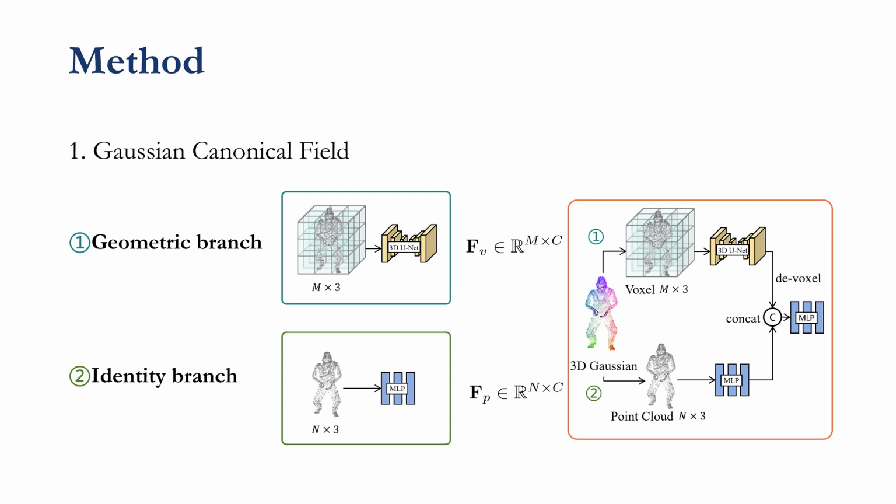The geometric branch leverages the sparse CNN on the sparse voxels to extract local geometric features. To avoid points in the same voxel having the same features, we add an identity branch, which gives each point a unique feature of itself. Finally, the two branch features are combined via a simple MLP.